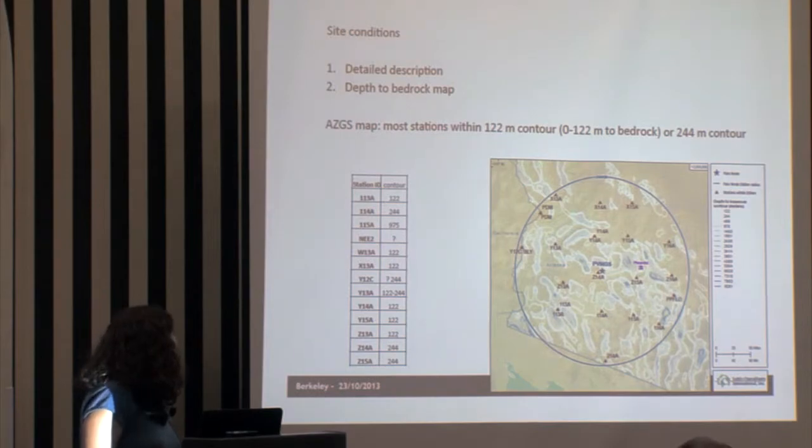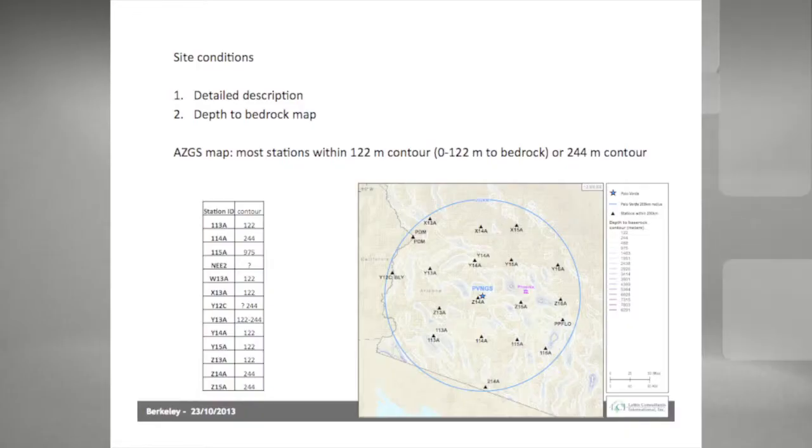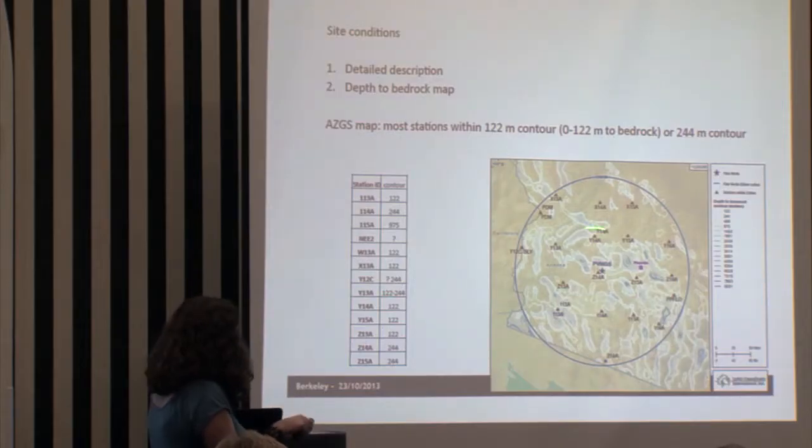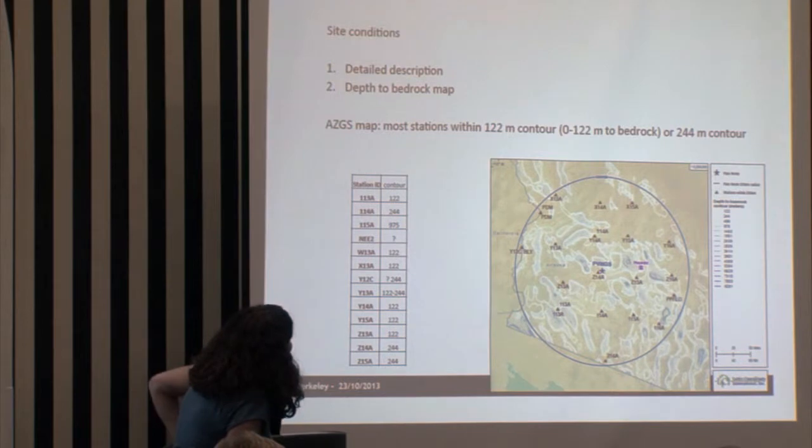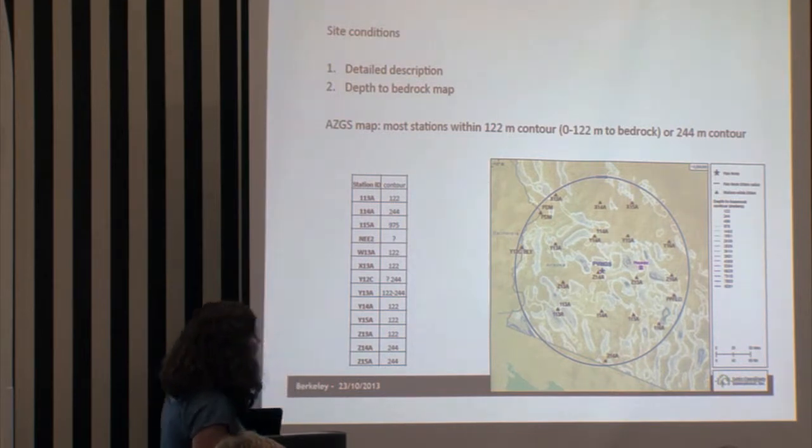And then we have a map from the Arizona Geological Survey. You're not supposed to be able to make anything out of it. None of us did at the beginning. So these are contours for depth to base rock. This is Palo Verde here. And most of the stations that we're going to be using are within the 1 or 200 meter contours.